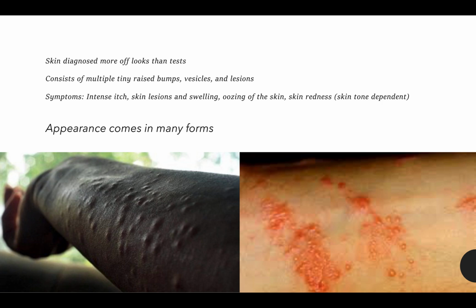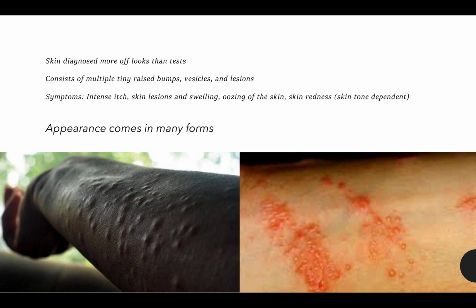As you can see in these 2 pictures, poison ivy can look different on different skin. Diagnosing poison ivy is mainly based off of visual analysis. It consists of multiple tiny raised bumps, vesicles, and lesions. Like I said before, it's an itchy rash that can either be crusty or flaky. It all just depends.